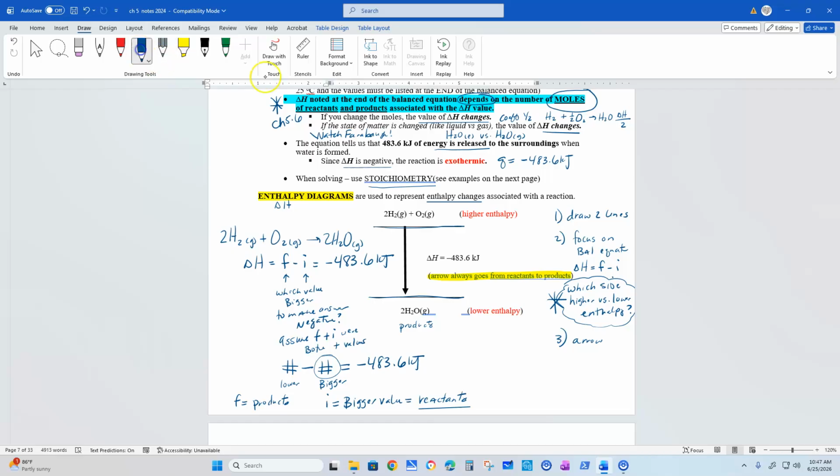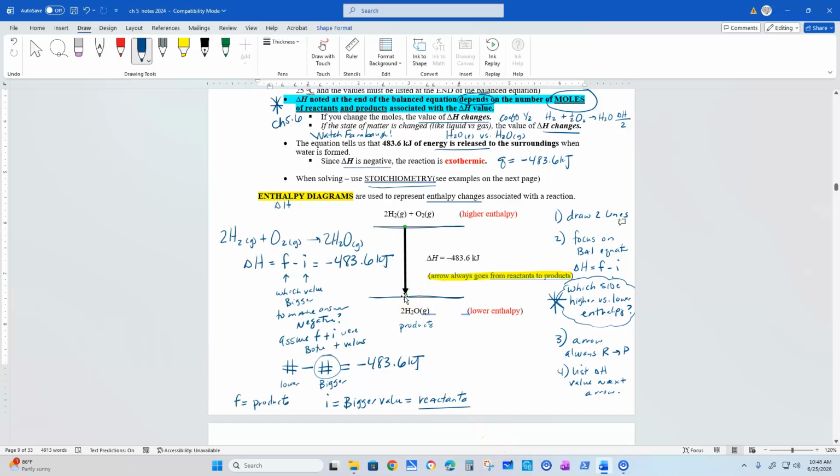And then after I figure out where my arrow is going, always reactant to product, I list the delta H value next to the arrow. And that's pretty much it, enthalpy diagram. We're going to draw one with the practice problem on this next page. Another little side note, which I'm going to fix in my notes, is make sure that the arrow is touching from line to line. You want to make sure that there's no space in between it.